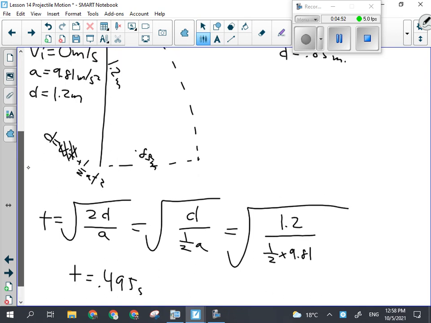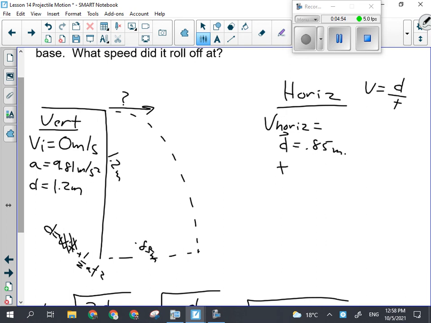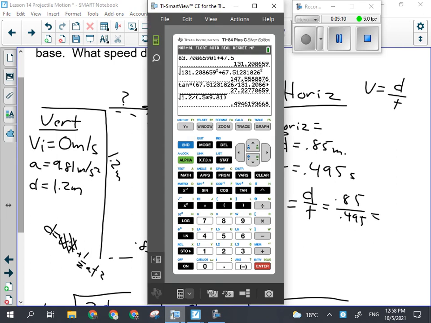All right, that can come over here, because time is the only thing the vertical and horizontal parts share. Now I can use the t in a v equals d over t calculation, 0.85 divided by 0.495, and we're going to get 1.7 meters per second.